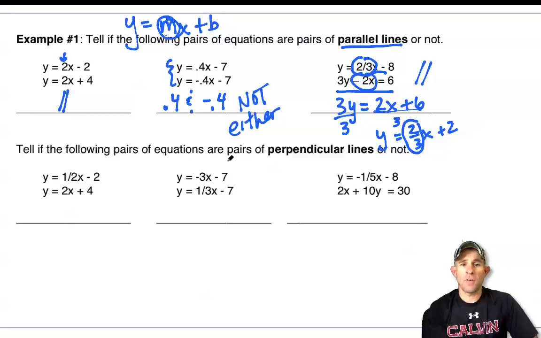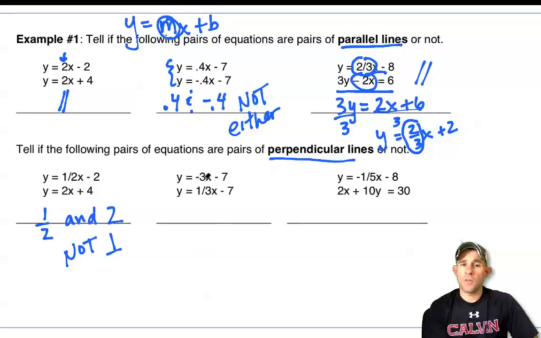Next, it says tell if the following pairs of lines are perpendicular or not. Here we have the equation y equals 1/2 x minus 2 and y equals 2x plus 4. If I write 1/2 and 2 as my slopes, I do see that they're reciprocals of each other. However, they're not opposite in value. In other words, they're both positive. So these are not perpendicular to each other.